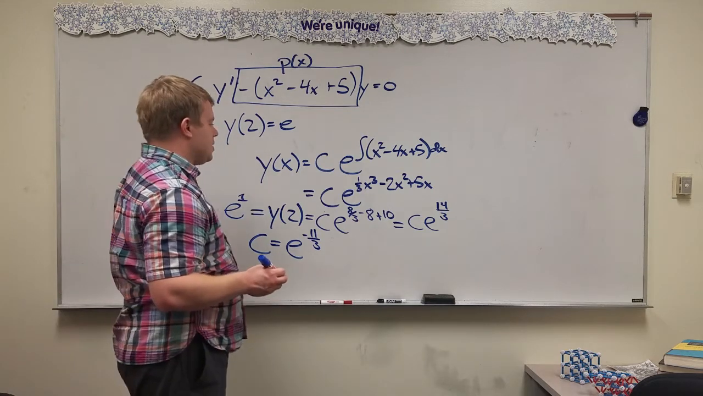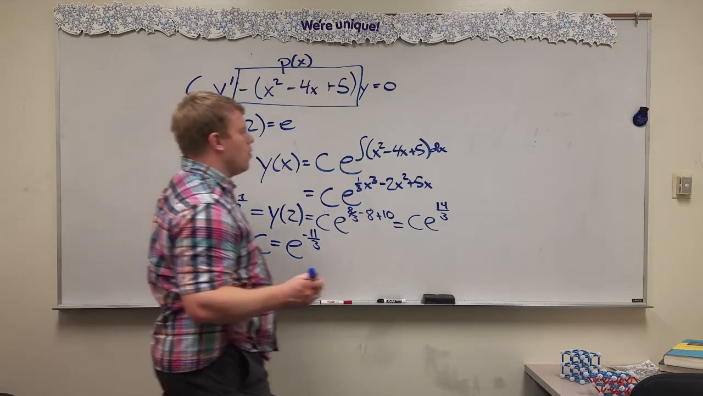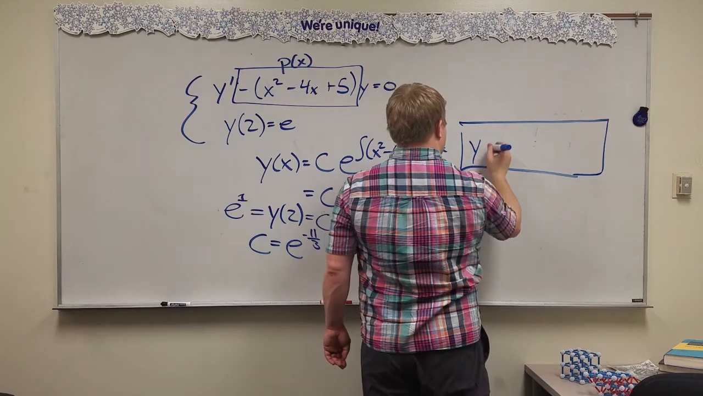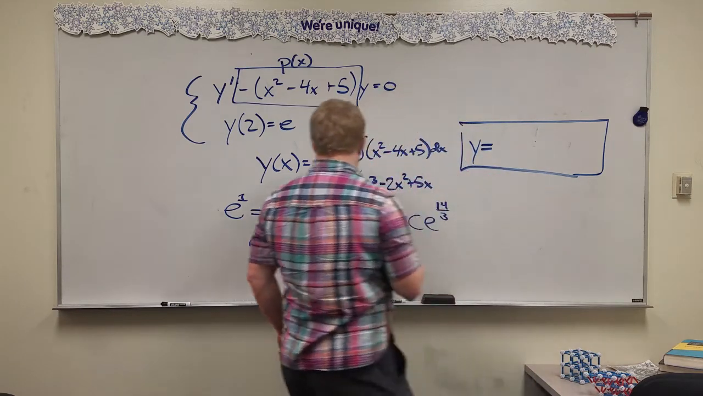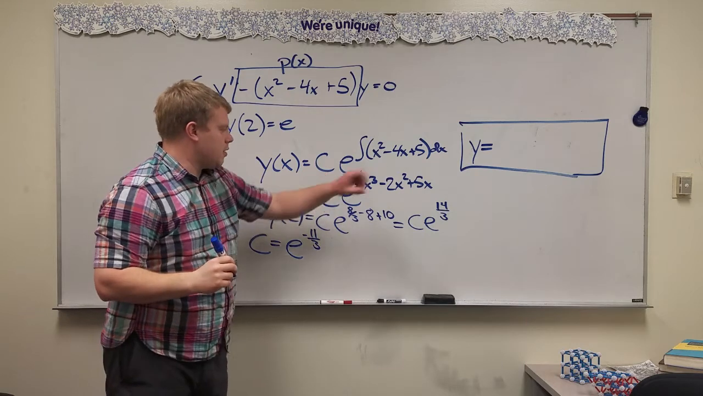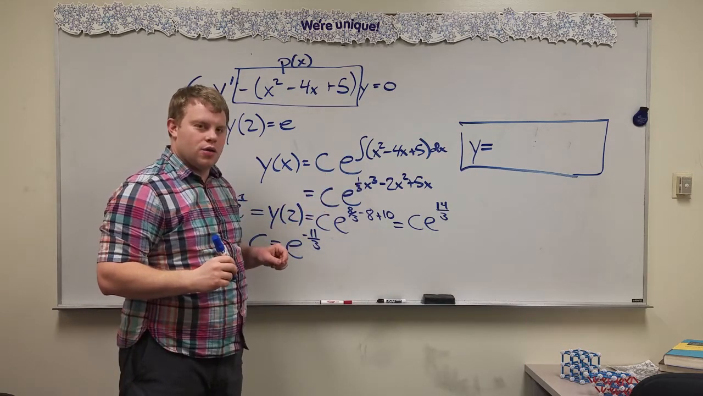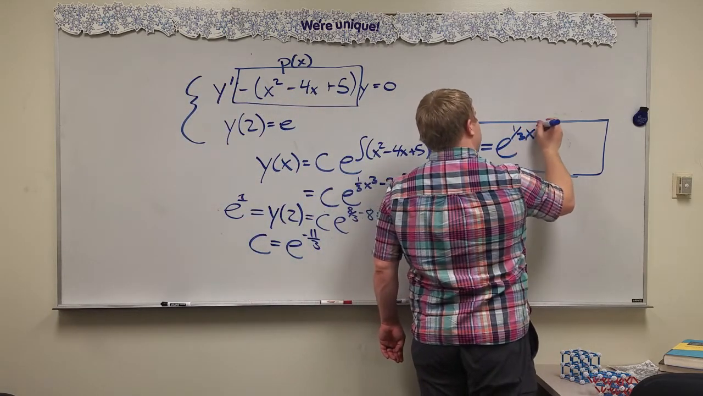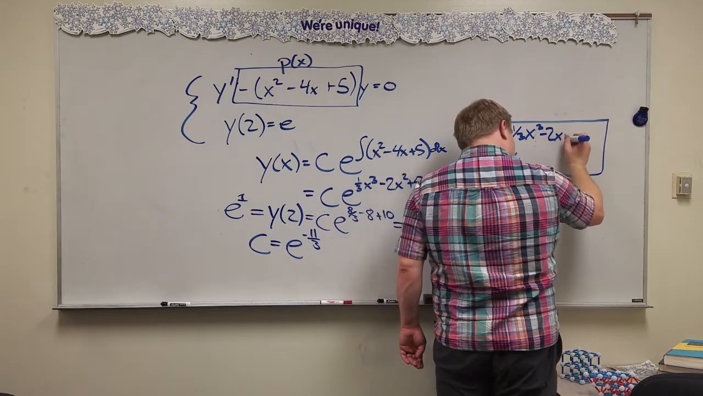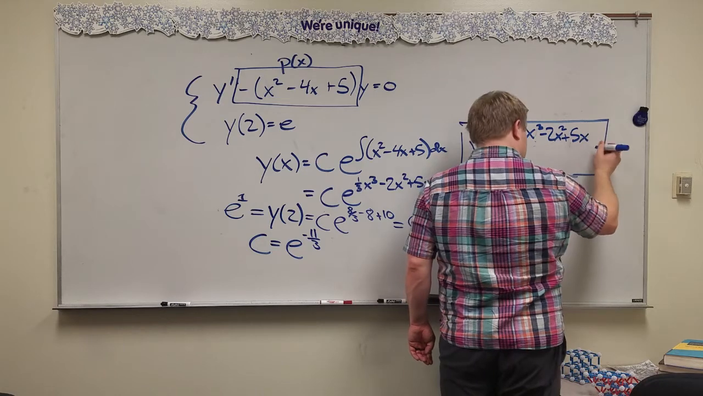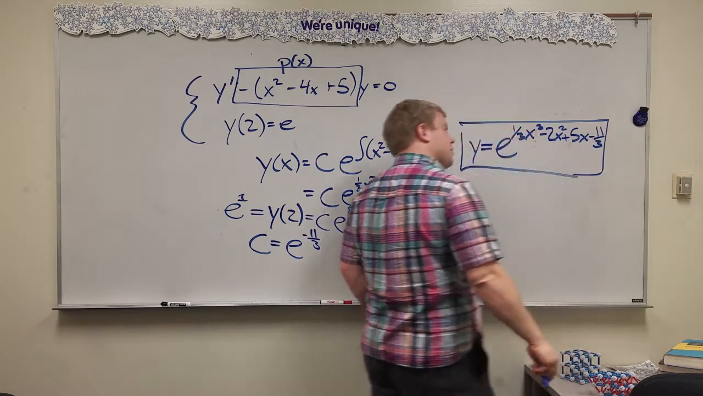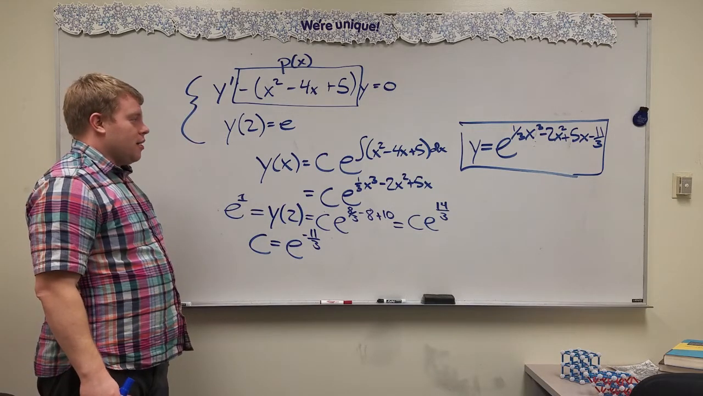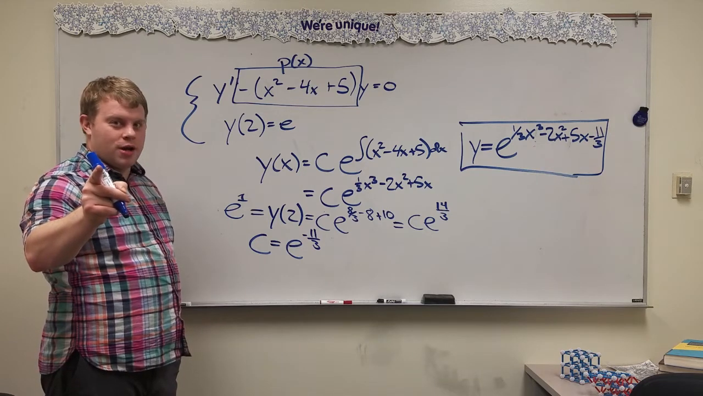Okay, and now when you write out your solution to the initial value problem, you could just write this in place of c and write the rest of it, or you can combine your exponents here to get e to the 1/3 x cubed minus 2x squared plus 5x minus 11/3. And you're done. That's the solution. And we are done. Wait, no we're not. Another practice problem coming right at you.